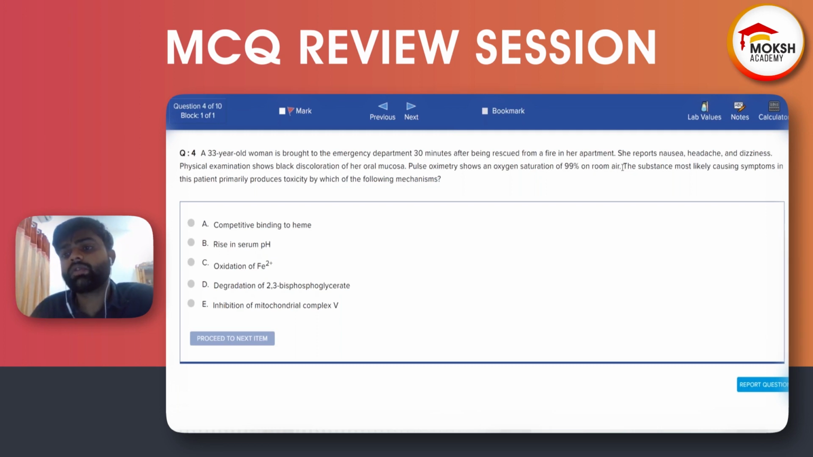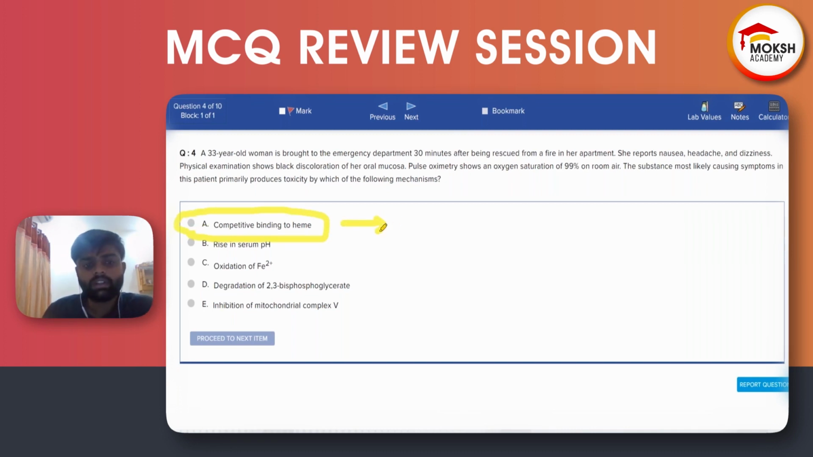The substance most likely causing symptoms in this patient primarily produces toxicity by which of the following mechanisms? It's a very easy question, so what is this patient having toxicity from? Toxicity from which drug? It's carbon monoxide poisoning.